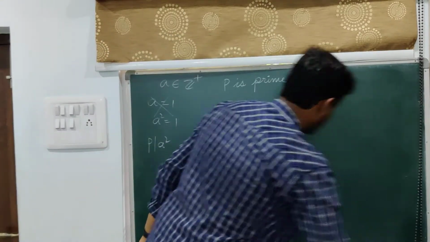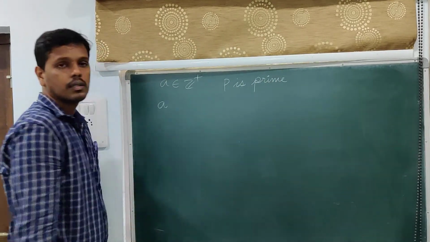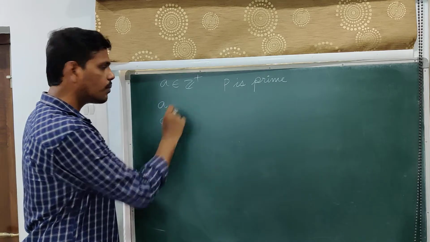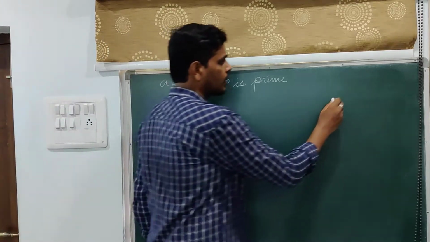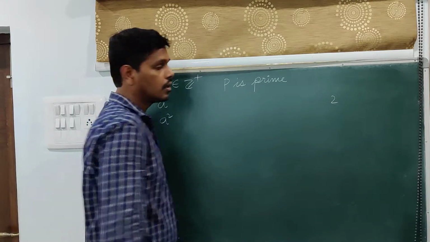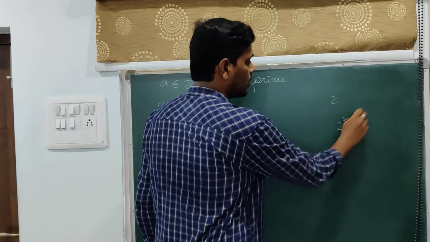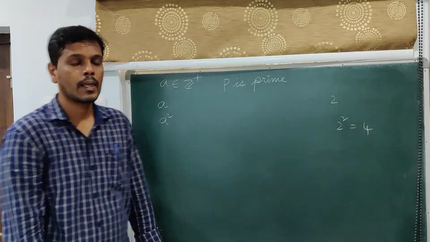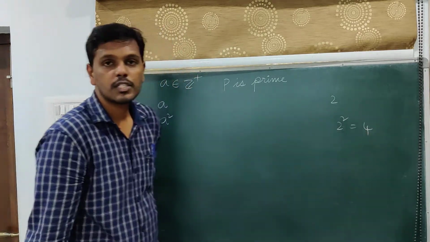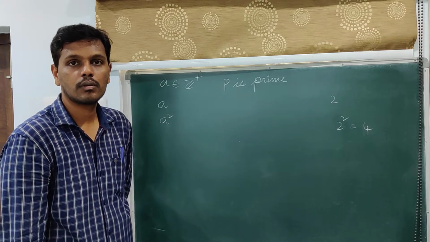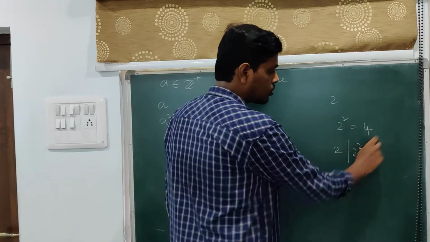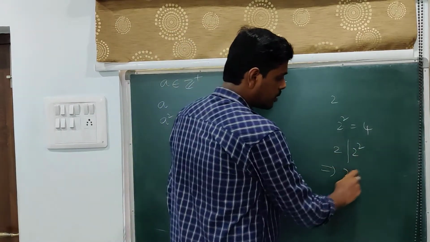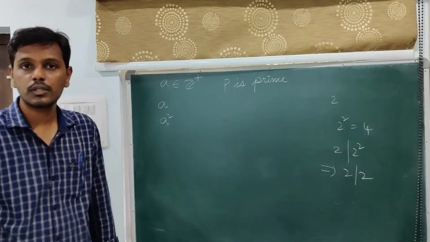First, suppose A is a prime number. Now we have A square. For example, say 2, which is a prime number. Now 2 square is 4. What are the prime numbers that divide 4? 2 is the only prime number that divides 4. So 2 divides 2 square. If 2 divides 2 square, may I say that 2 divides 2? Yes.